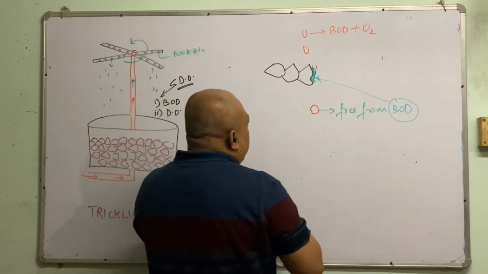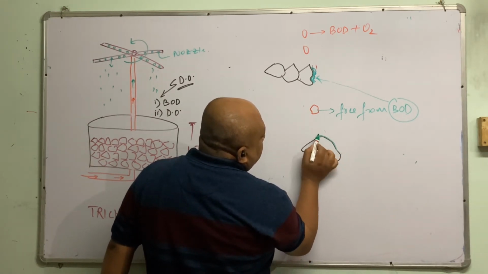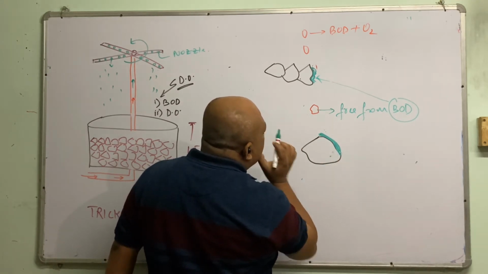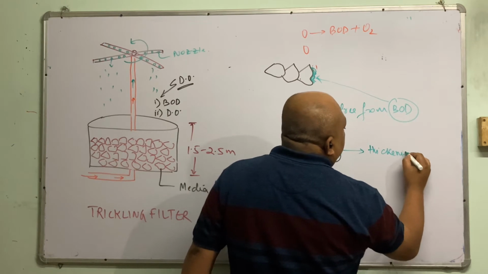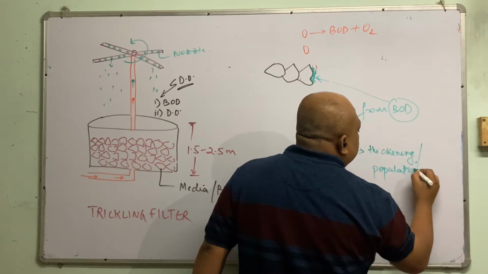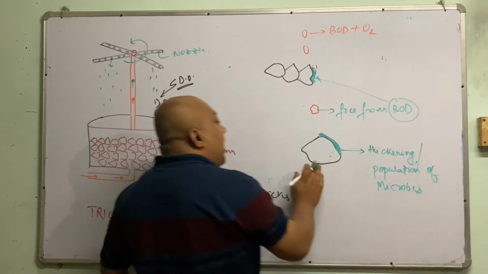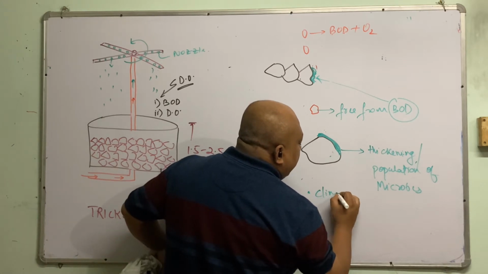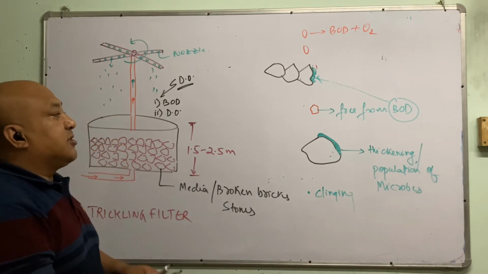Now, another example I'll show you. This is the broken chips. So in the due course of time, the microbes will keep on thickening. This is called thickening, or population of microbes. They are growing by clinging on the surface of the media. That's why we call it attached growth.